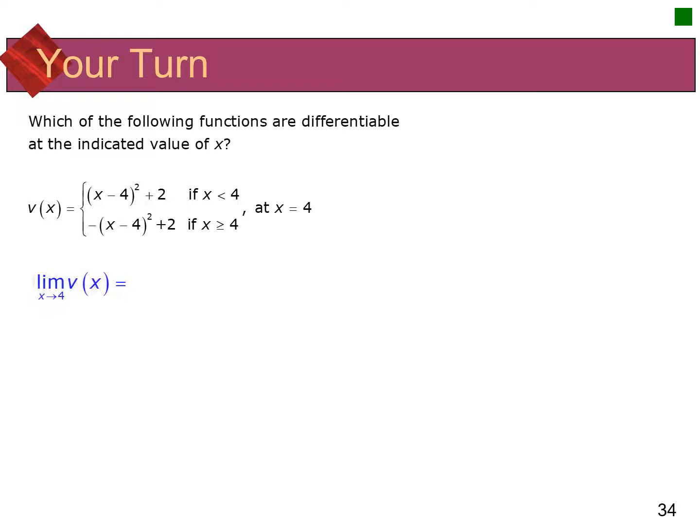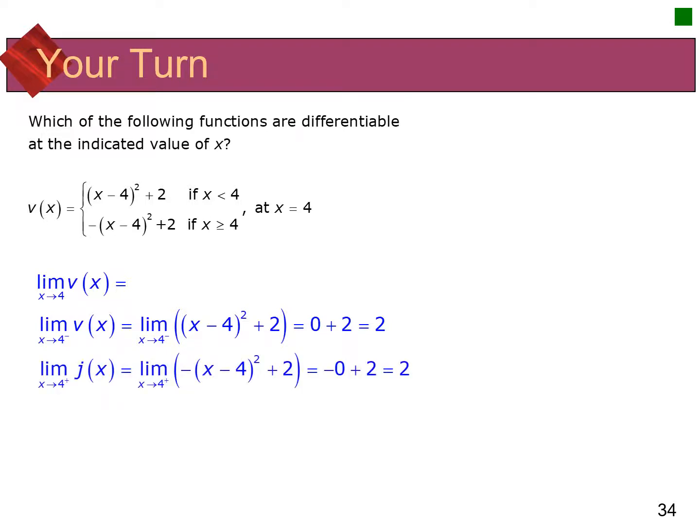So I'm going to do the limit as x goes to 4 of v of x. When I approach from the left-hand side, I'm going to be using the top formula, so I'm going to be evaluating (x minus 4) squared plus 2, as x approaches 4 from the minus side. So if I do that, I get 0 plus 2, which equals 2. If I'm approaching from the right-hand side, I'm going to be using negative (x minus 4) squared plus 2, which gives me negative 0 plus 2. Well, negative 0 is 0 still, so that plus 2 is still 2. So the left-hand and right-hand limits agree. The limit as x goes to 4 of v of x equals 2, which means it is continuous there.